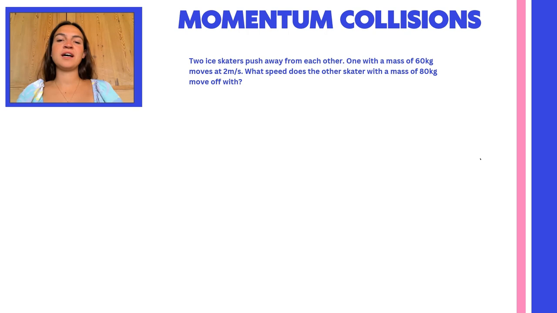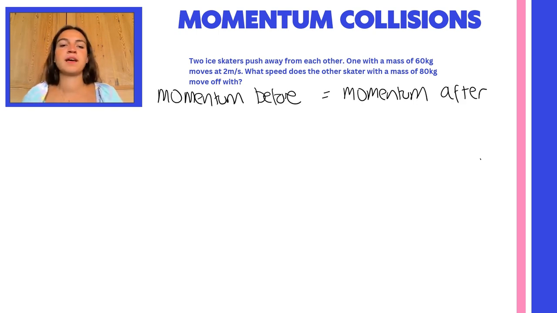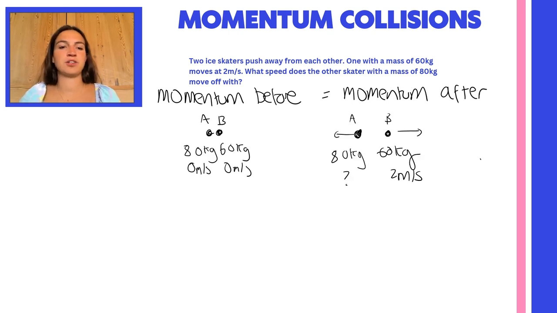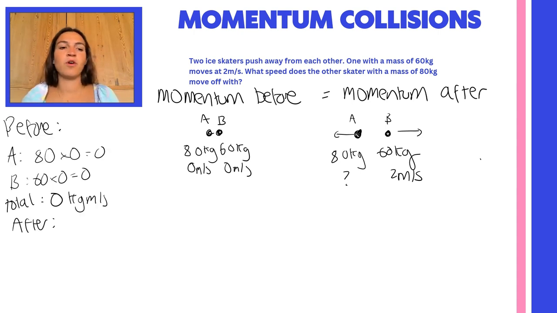Final one of this type, and this is just taking you through each different type of example. Two ice skaters pushing away from each other, one of mass 60 moves at 2 meters per second. What speed does the other skater with a mass 80 move off at? So momentum before equals momentum after, and a picture. Before, they're both together, both moving at 0 meters per second, and then afterwards they push away from each other. Because I've got that 2 meters per second there for skater B, I've clearly chosen to the right to be my positive side.